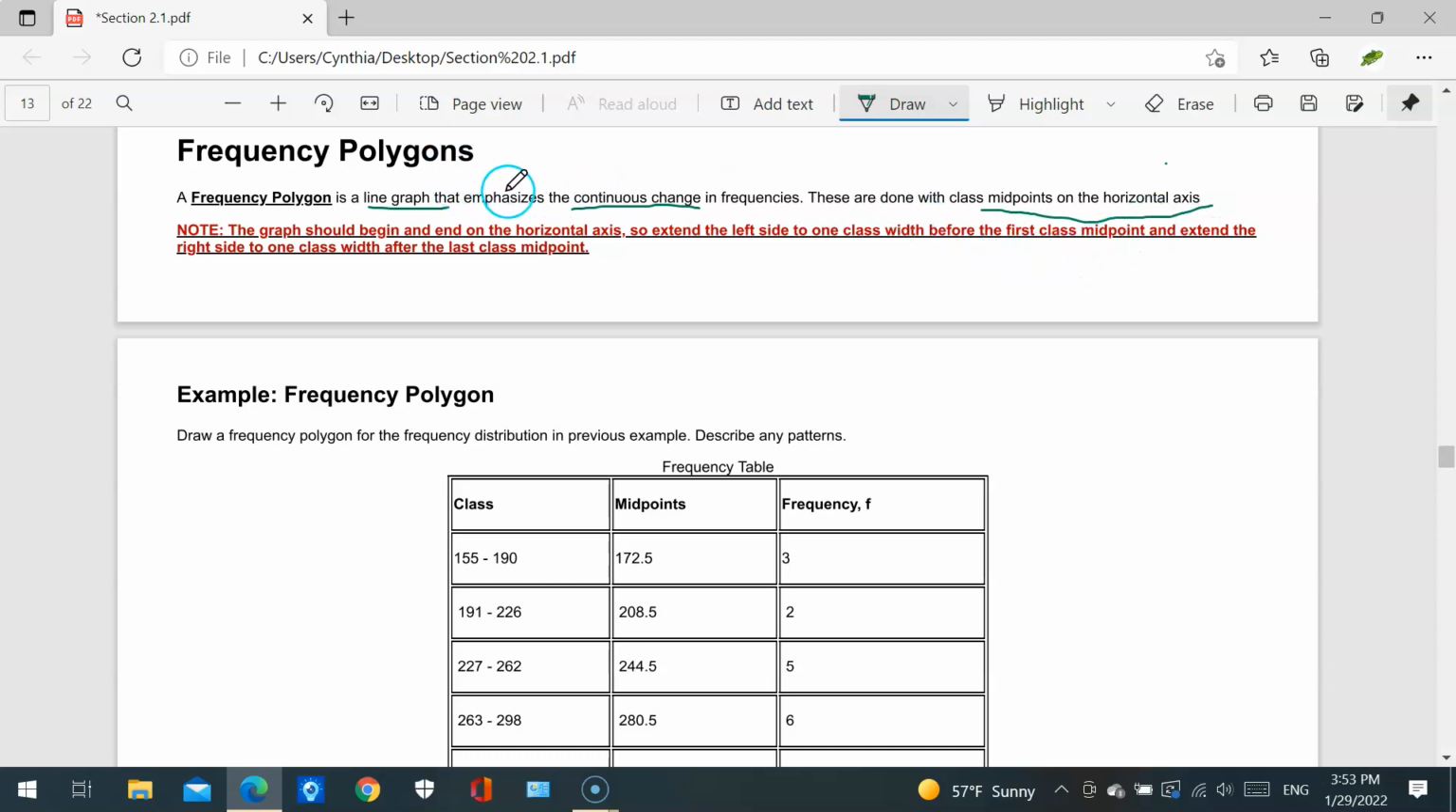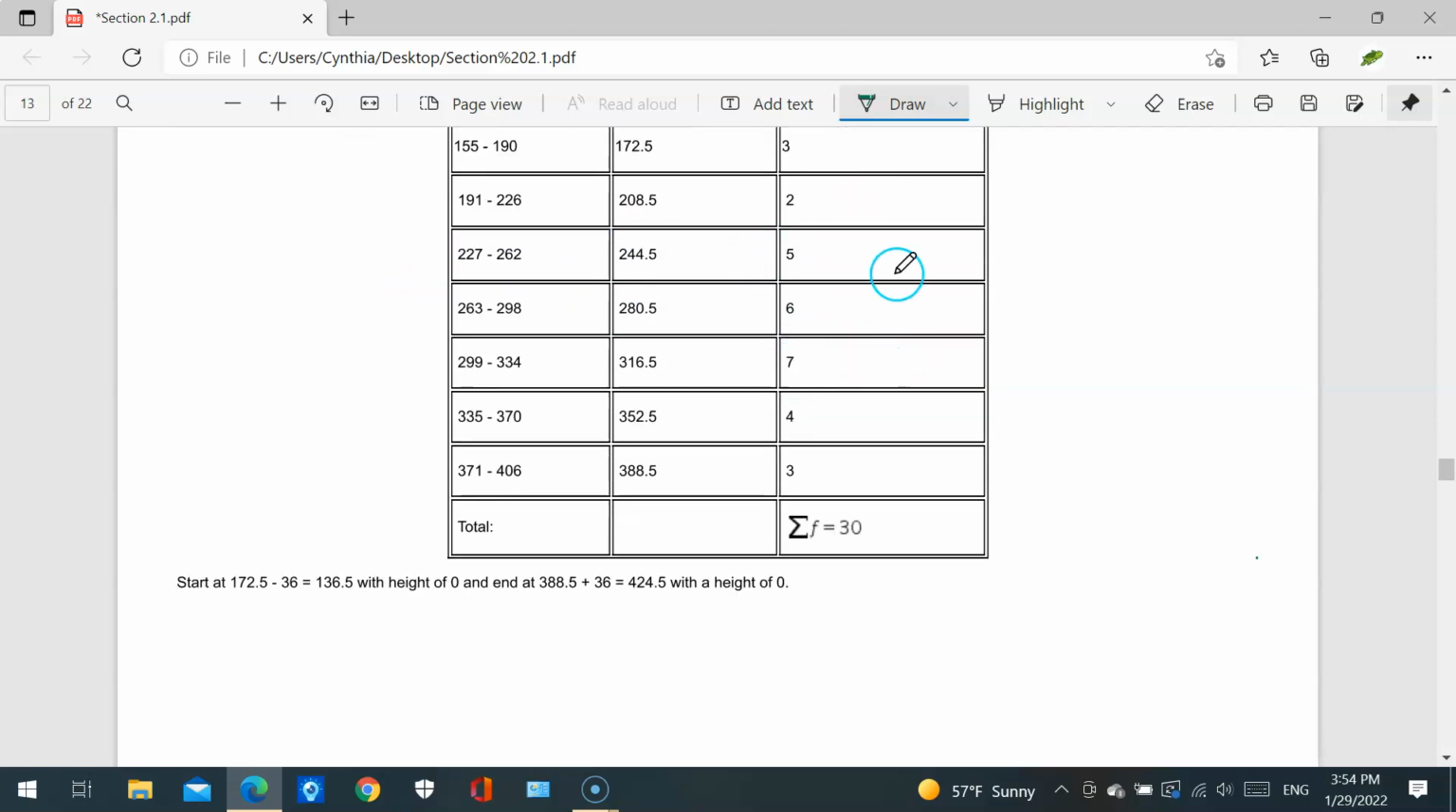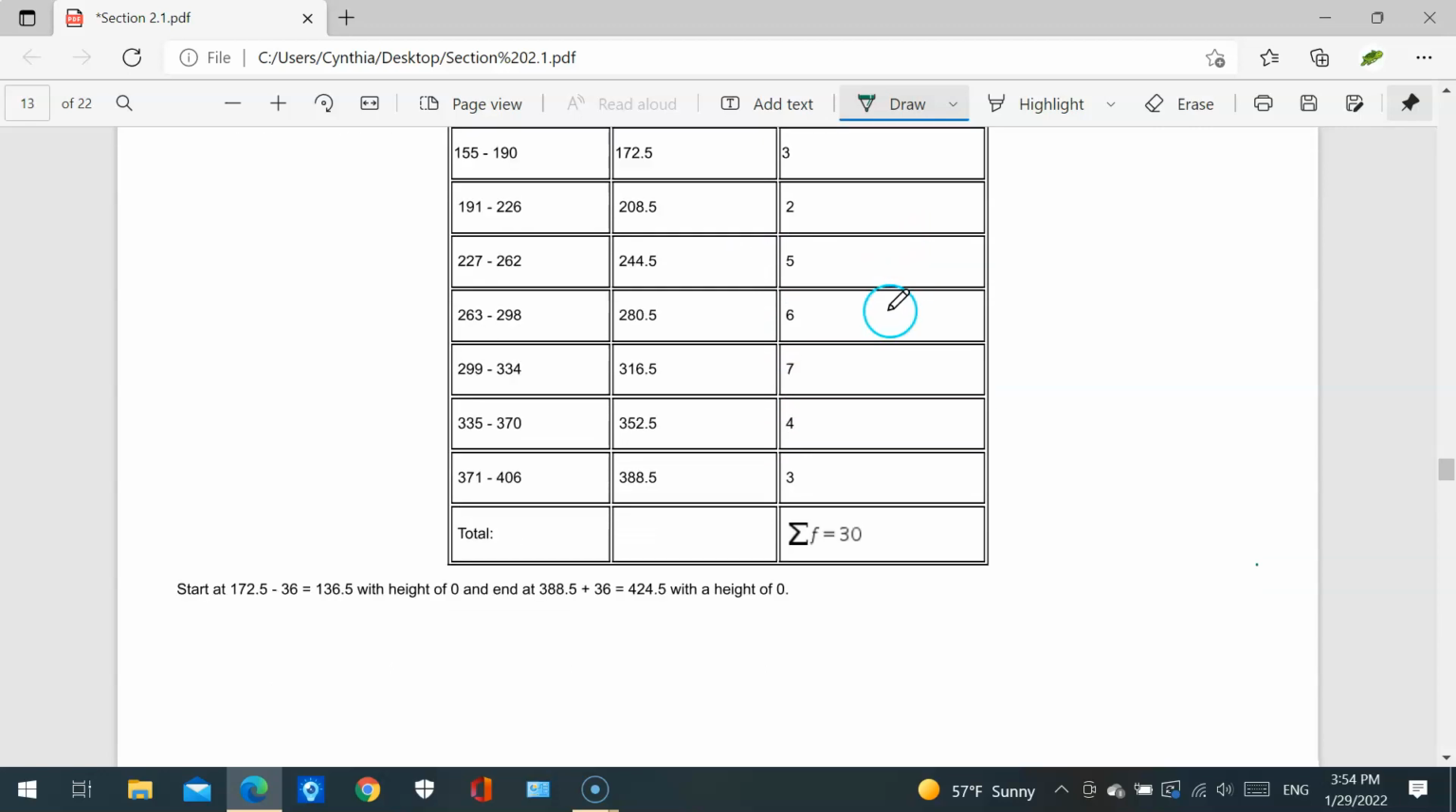So a polygon has 3 characteristics. Number one, it is a line graph. Number 2, the line is a continuous line. Number 3, it uses the midpoint on the horizontal axis. So we look at the table here. This table is the same example. We take the midpoint and we find the frequency of each class, right?